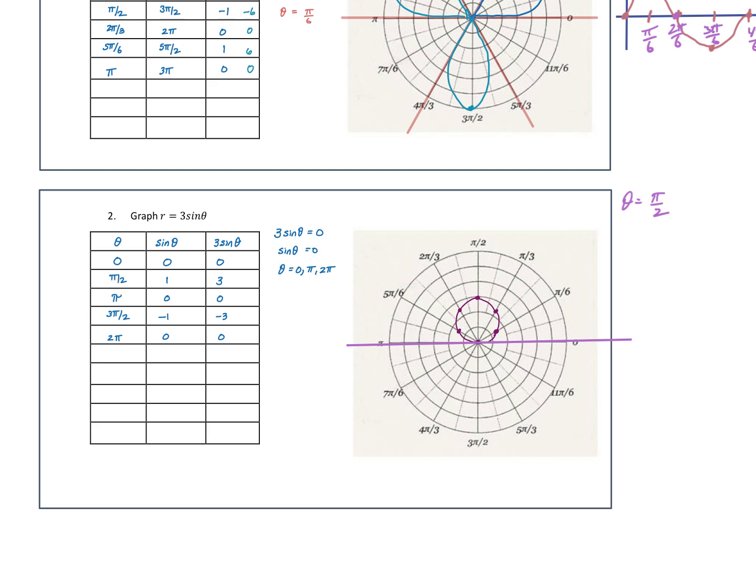So we've got at 0, it's 0. At pi over 2, it's 3. And then at pi, it's back to 0. And then 3 pi over 2 is negative 1, so it's back up to here. Or in this case, negative 3. And then at 2 pi, it's back to 0. So we just got a little circle type thing up above the x-axis for that, okay?